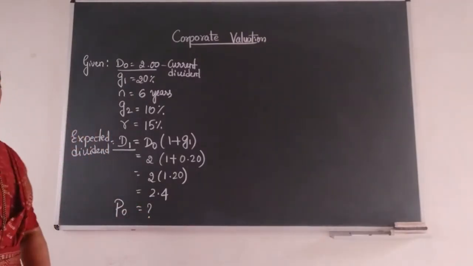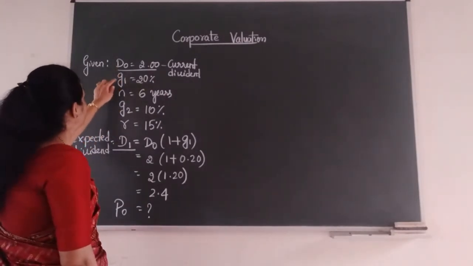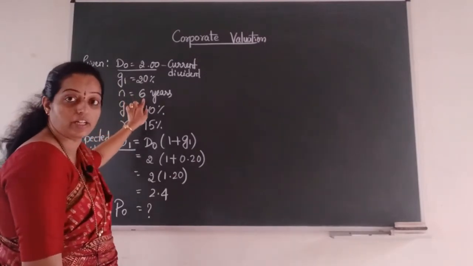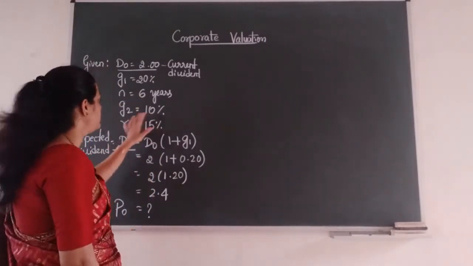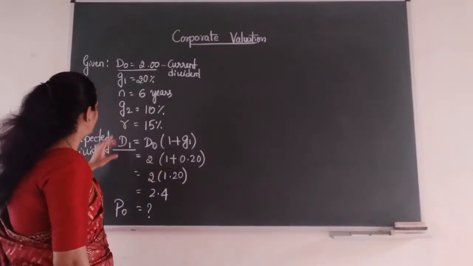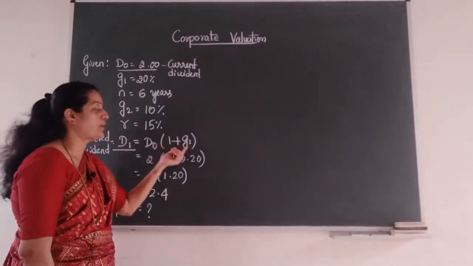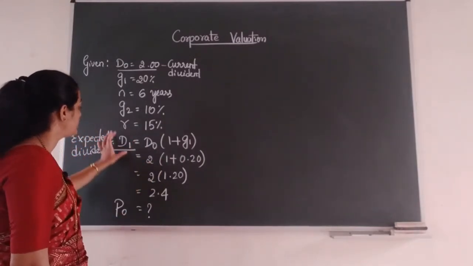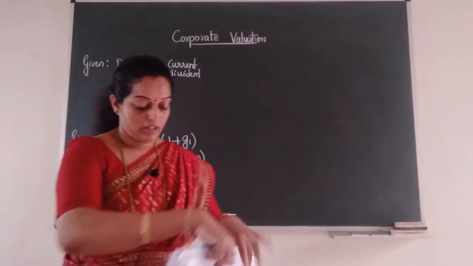Okay. So, the problem says like this. D0 is the current dividend which they have given. G1 is the growth rate for n years, that is, 6 years it is going to continue. After 6 years, this growth rate will fall and stabilize at 10%. The required rate is 15%. From this information we need to find the expected dividend D1, which is taken as D0 into 1 plus G1. After finding the expected dividend, we get the D1 answer, and they asked you to find out the intrinsic value of Vertigo.